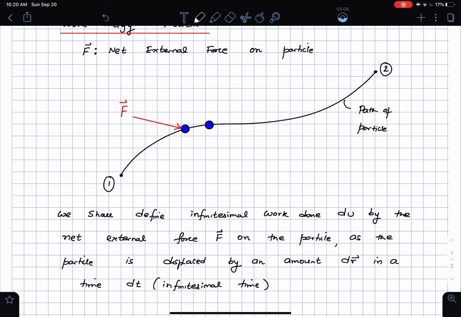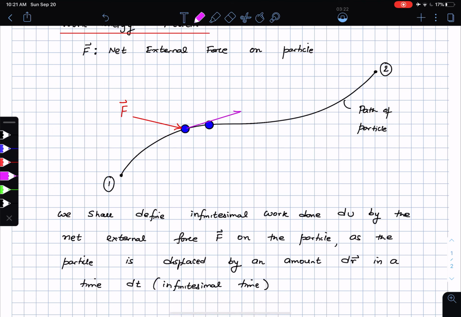Here you see the particle getting displaced by an amount dr, and what I'm going to do is draw the unit normal and tangential vectors. This is going to be the direction of the tangential unit vector, which we will call e_t, and then perpendicular to that, pointing to the concave side of the trajectory, is going to be e_n.